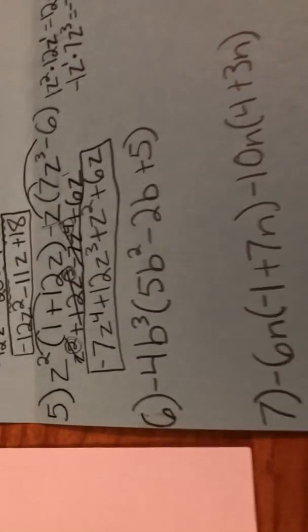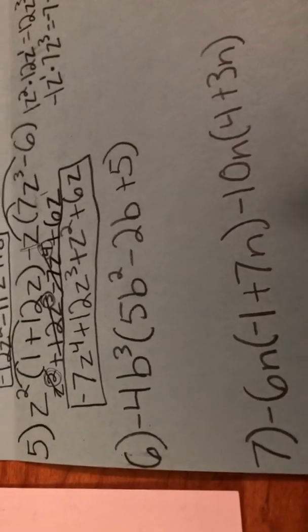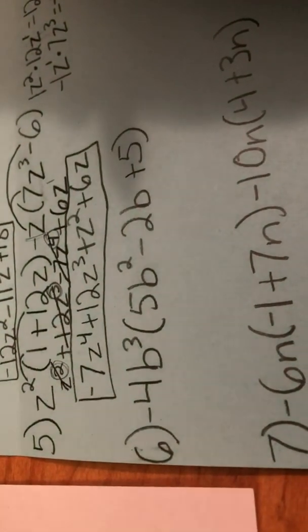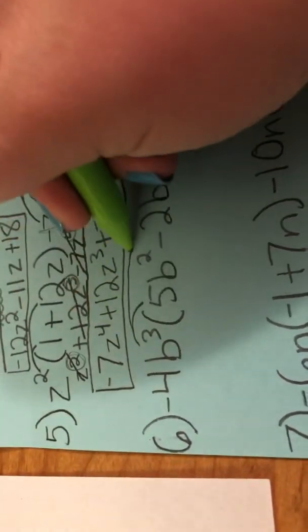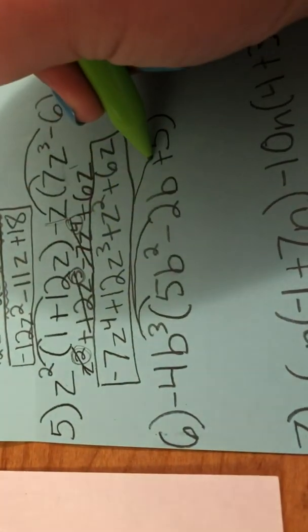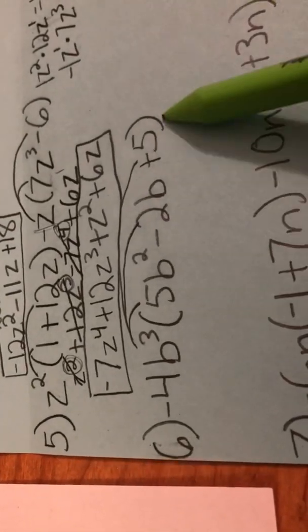And then number 6. Number 6, you're only having to distribute one thing. But it's a little bit harder because you have that exponent of 3. So you've got to deal with that. So you're going to distribute, distribute, distribute. So you have to distribute to 3 different terms in the parentheses. So I'm going to write each step out.